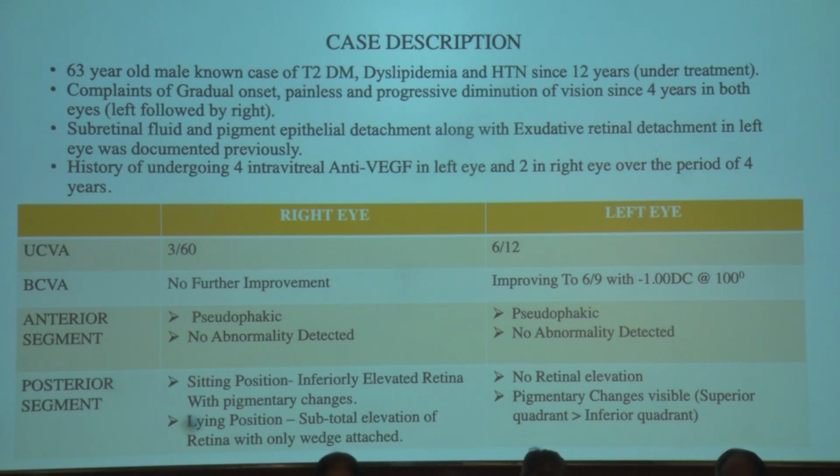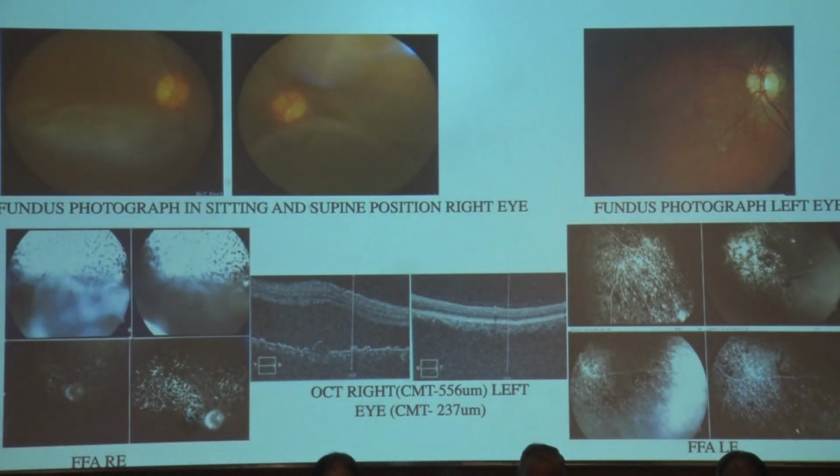The anterior segment was within normal limits. He was pseudophakic in both the eyes. The posterior segment showed the following; the photos were taken by a handheld fundus camera. In the sitting posture, the patient shows an inferiorly elevated retina, and in the supine posture, he had a shifting of the subretinal fluid, which shows almost a subtotal retinal detachment. In the left eye, the retina was attached when he presented to us, but there was a documented detachment in the left eye previously, which settled on its own.